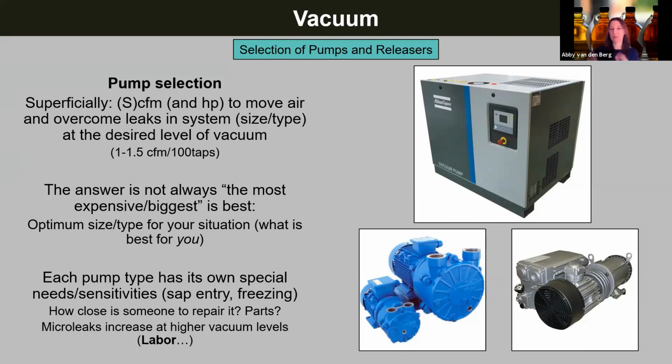Because all of the pumps that we have in maple production, each of them has their own special needs, their special sensitivities, whether they are very intolerant to freezing, they require rigorous maintenance during the season, or they're very sensitive to having sap get into them. All of these things are things you need to be aware of when you're buying a pump, to make sure that you're willing to deal with that special need and that special sensitivity and to mitigate for that particular need of that pump.